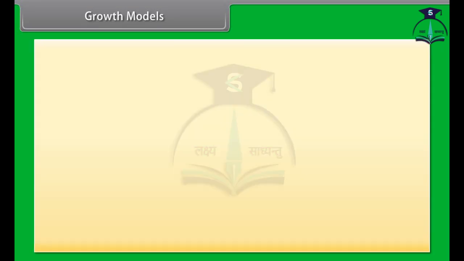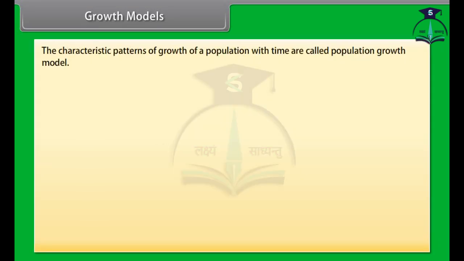Growth models. The characteristic patterns of growth of a population with time are called population growth models. There are two models: the exponential model and the logistic model.